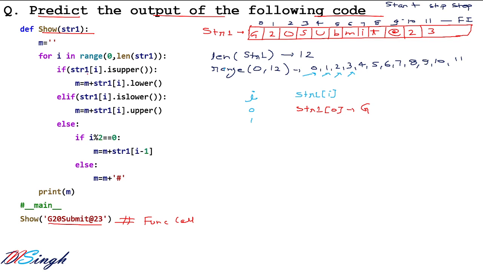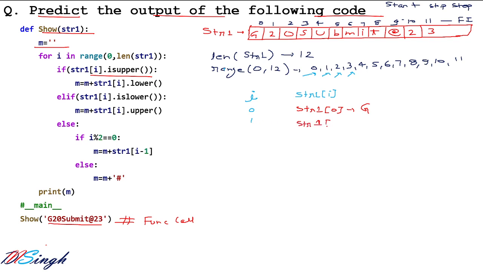It matches where str1 of I is in uppercase. Make it lowercase and add it to a string m, which is a null string in starting. I will write it here, make it lowercase and concatenate it. Okay, next is what? The next value which I will pick from the range, that is 1.